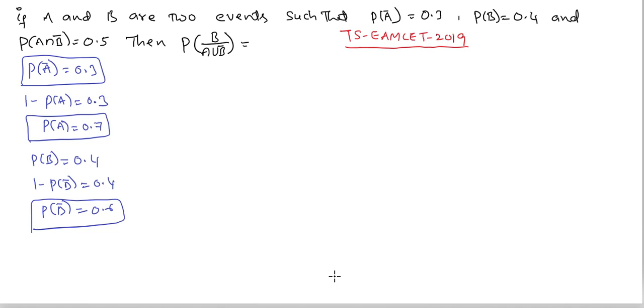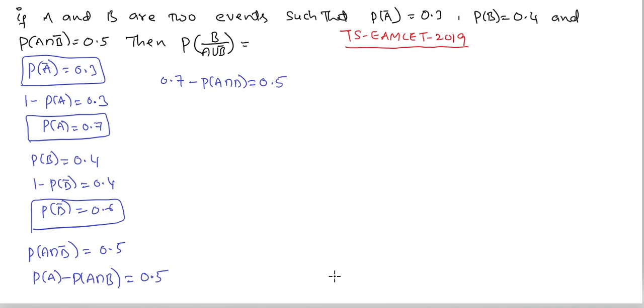And P of A intersection B bar is equal to 0.5. We know that P of A intersection B bar is P of A minus P of A intersection B, which is equal to 0.5. Here P of A value is 0.7. That is 0.7 minus P of A intersection B is equal to 0.5. Therefore P of A intersection B is equal to 0.7 minus 0.5, that is 0.2. This is the P of A intersection B value.